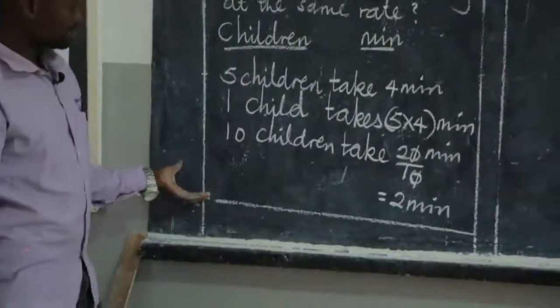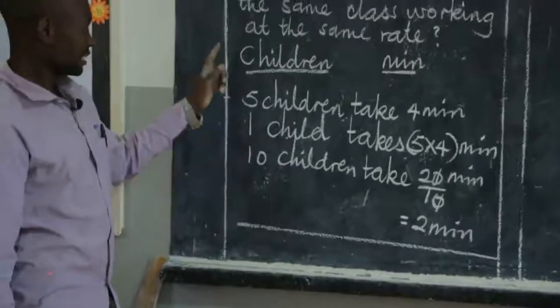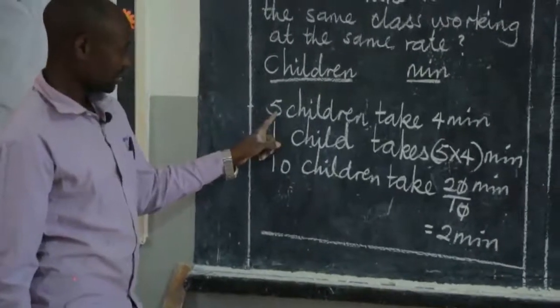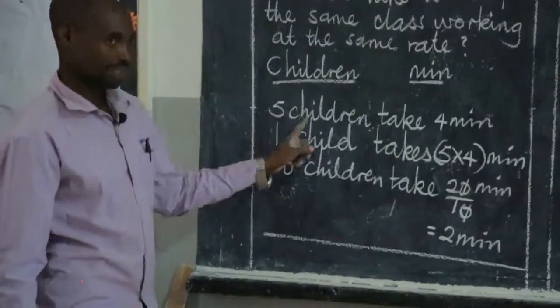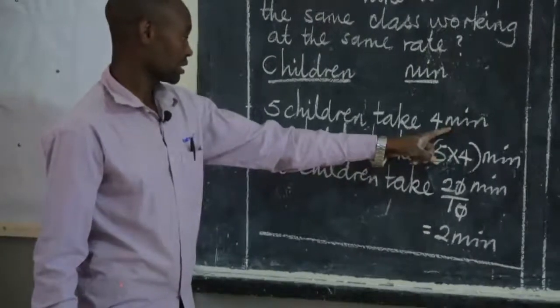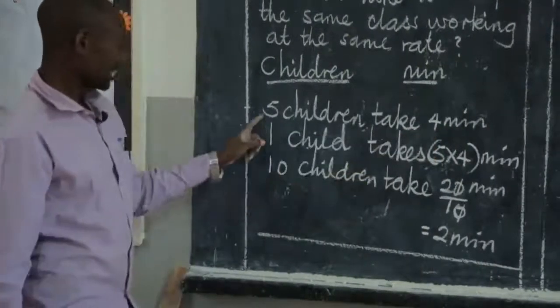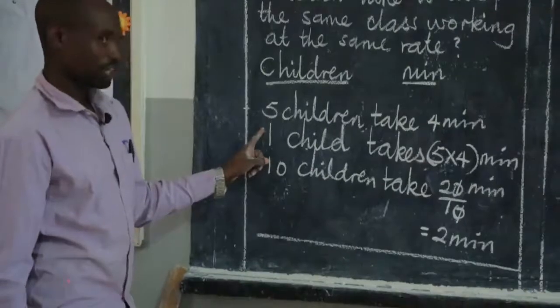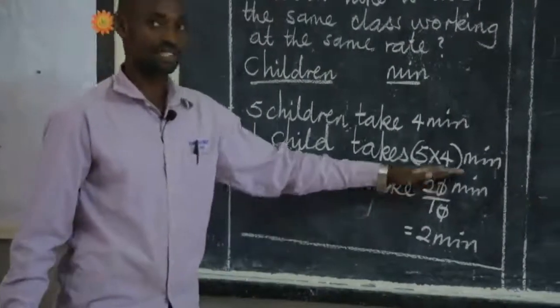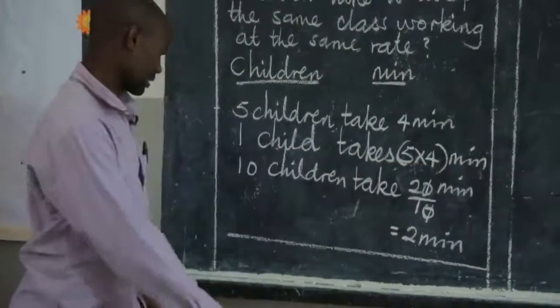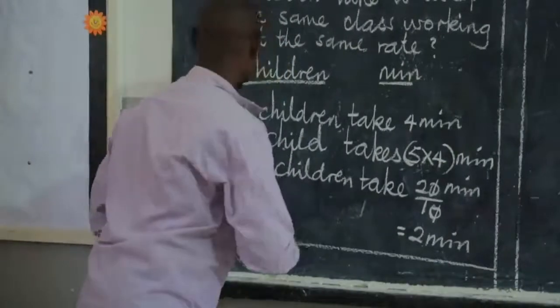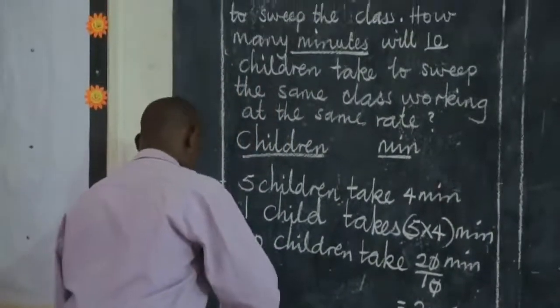So have you seen the difference? Whereas in direct proportion, when I reduce here, this one will also reduce. But we have seen that when you reduce this side, for inverse proportion, instead this side will increase. Let's look at another example.